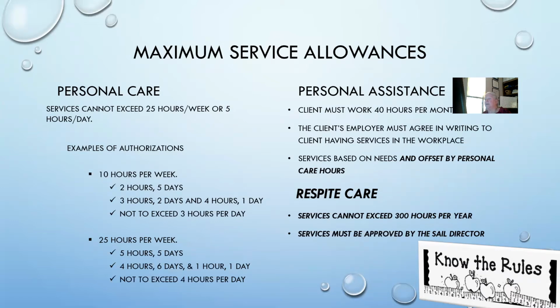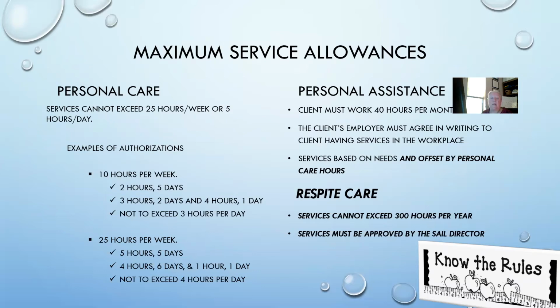And it might say on a plan not to exceed 3 hours a day. 25 hours a week generally is 5 hours a day, 5 days a week, but it could be 4 hours a day, 6 days a week, and 1 hour, 1 day, and it could say not to exceed 4 hours per day.